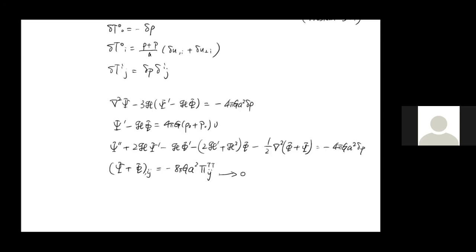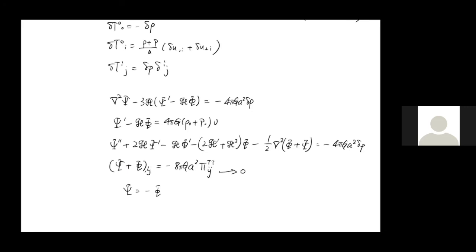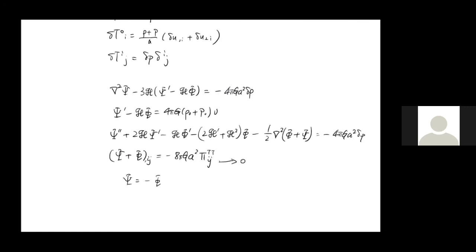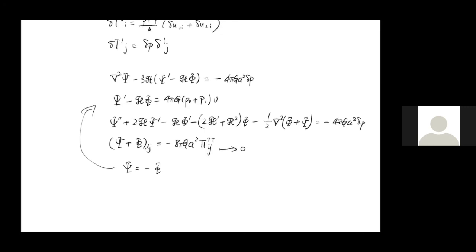And we have that psi is minus phi. This is because there are some constants for these integrals. But if we just push the boundary to infinity, then the constant must be 0. So we have this, and then substitute back into these equations, we can greatly simplify this equation. And the most important one is we use this one.